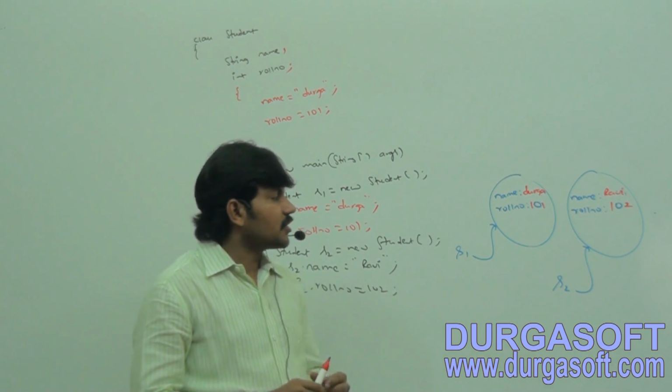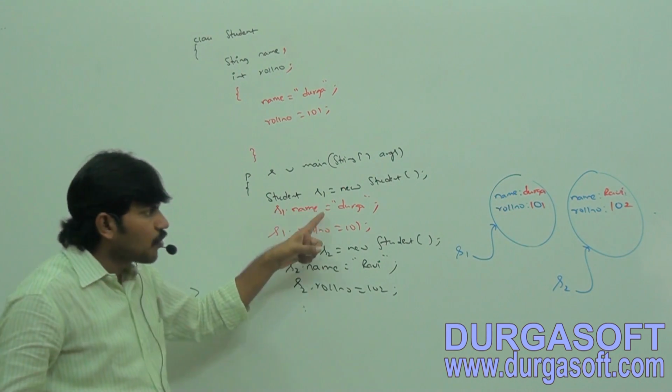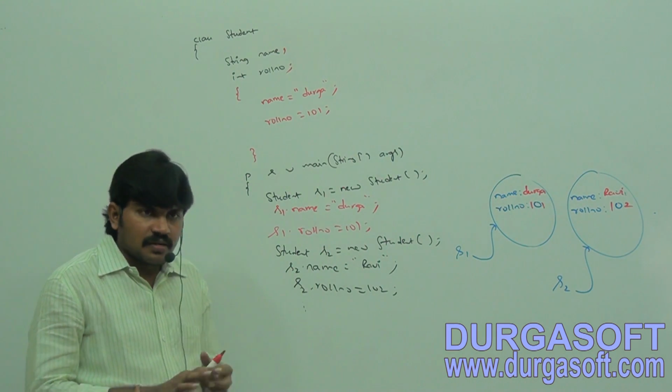Are you getting it? That's why we can maintain the different values, but the problem is the length of the code is going to increase like anything. That's why this approach is not recommended. Clear for all of you?